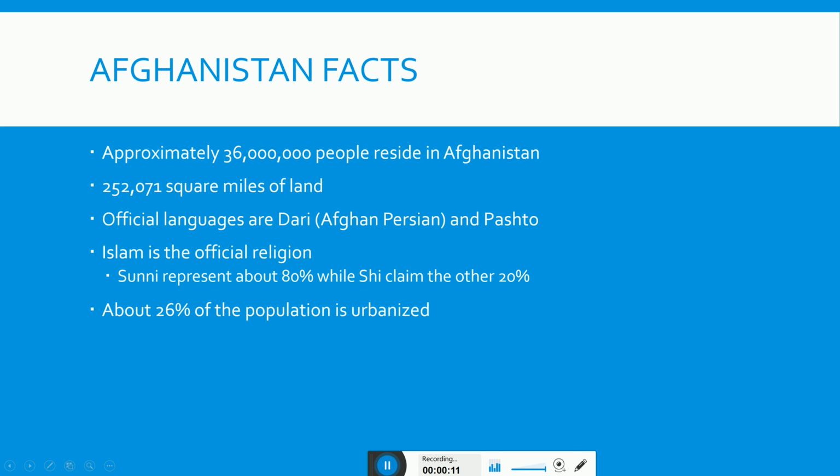So a few quick facts about Afghanistan. There's approximately 36 million people who live there, and the country covers an area of 252,071 square miles. They have two official languages, Dari, sometimes referred to as Afghan Persian, and Pashto. Dari is the predominantly more spoken language. It's about 60-40. They have Islam as an official religion. Islam has two different sects, Sunni and Shia, and Sunni represent about 80% of the Muslims in Afghanistan. And of the 36 million people who live there, about 26% of them are urbanized.